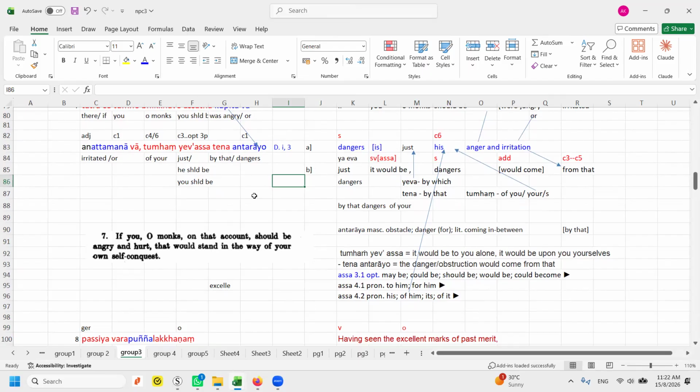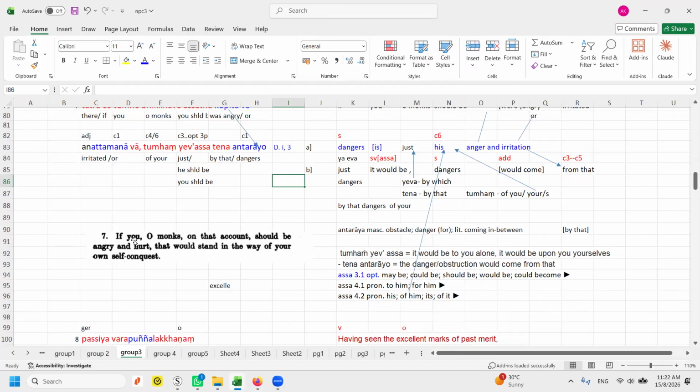Okay, now this is the answer given. All the explanation, all the footwork here, I already put. You see, I drew a line, that means the answer is 3.1 optative. Maybe, could be, should be, optative. If it's asa pronoun, it means to him. So in this case, it's not going to be a pronoun, so we don't take that up.